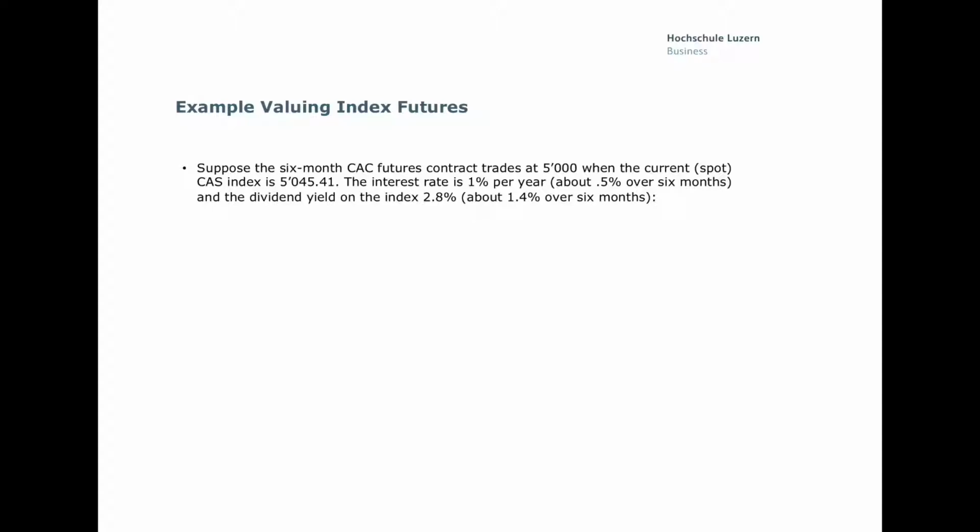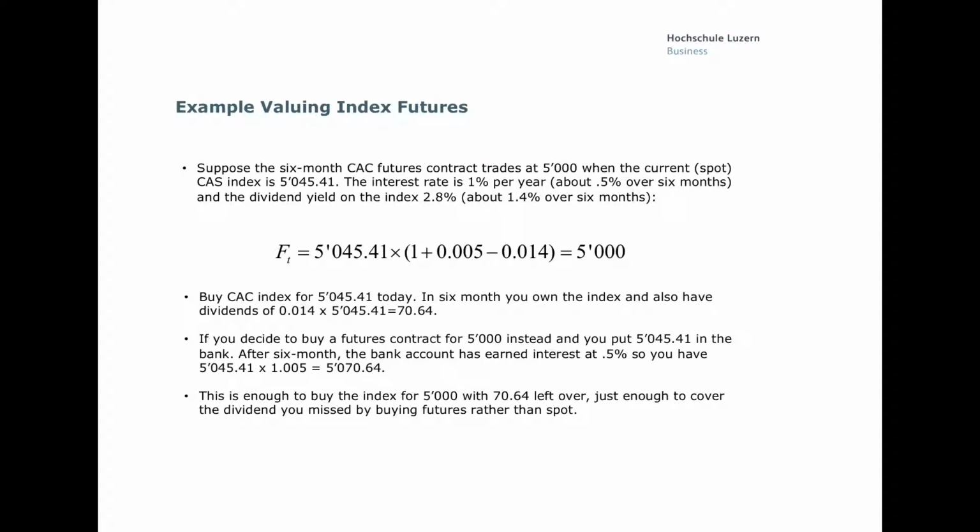Suppose the 6 months CAC futures contract trades at 5,000, when the current CAC index is 5,045.41. Assume that the interest rate is 1% per year, or approximately 0.5% over 6 months, and the annual dividend yield on the index is 2.8% on an annual basis, or about 1.4% over 6 months. Substituting these numbers into the formula, you recognize that these numbers fit the formula perfectly.